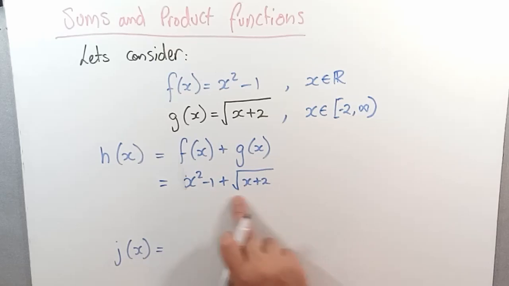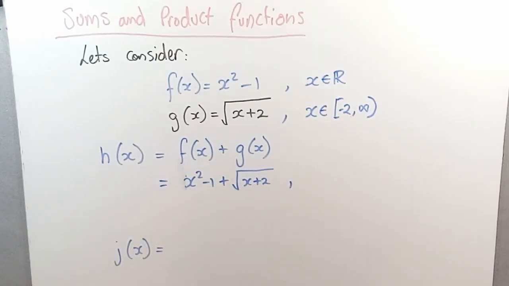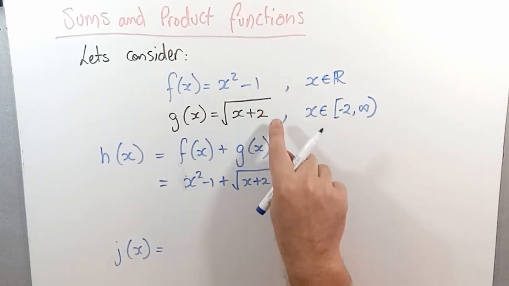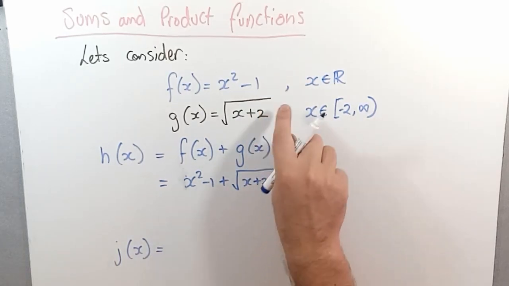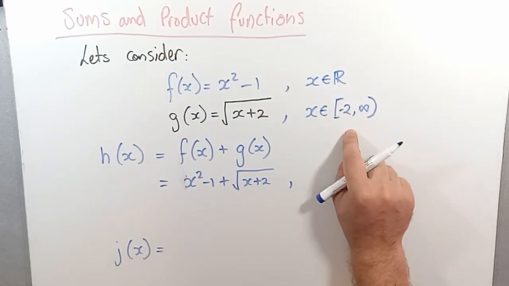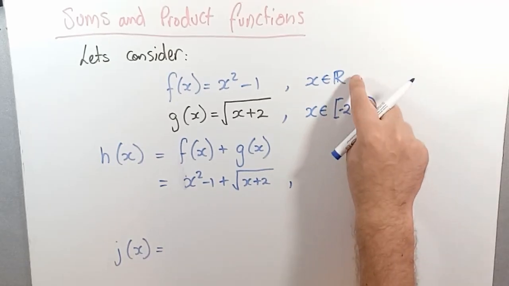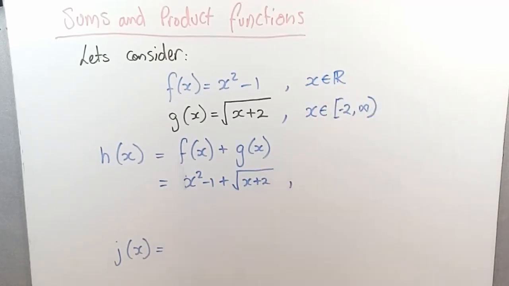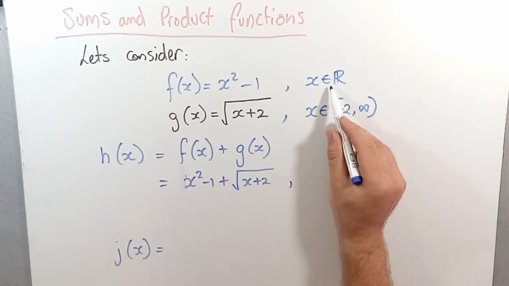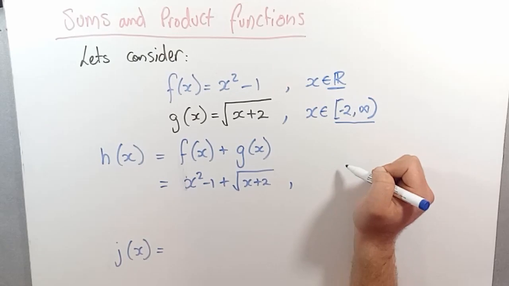What's the domain of this function? Okay, now let's think about this. The domain of this function has to be the intersection of these two domains. So we've got to have it covering both. So it's the intersection of the domain of f with the domain of g. Now in this case, the domain of f covers everything, this doesn't quite cover everything.